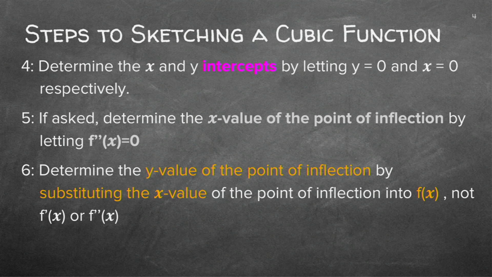Steps to sketching a cubic function. If we go to the next one, determine the x and the y intercepts by letting y equals 0 and x equals 0 respectively. If asked to determine the x value at the point of inflection, let f''(x) equal 0, so you'll see we derive it twice. Determine the y value of the point of inflection by substituting the x value of the point of inflection again into f(x) and not into the derivatives of f(x).